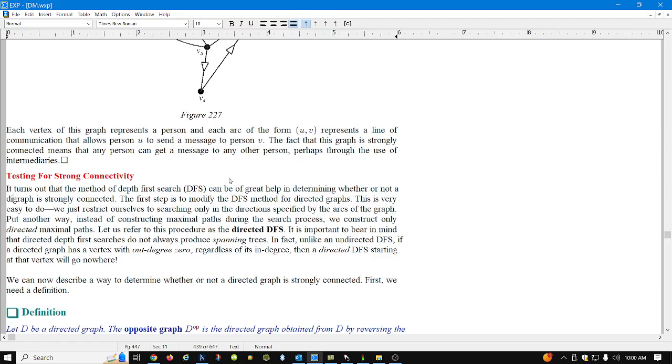So the modification really is quite simple. You just make sure all the paths are directed. And that's the only significant difference between the depth first search for undirected graphs and for directed graphs. And I'll refer to that process as a directed depth first search, or directed DFS.